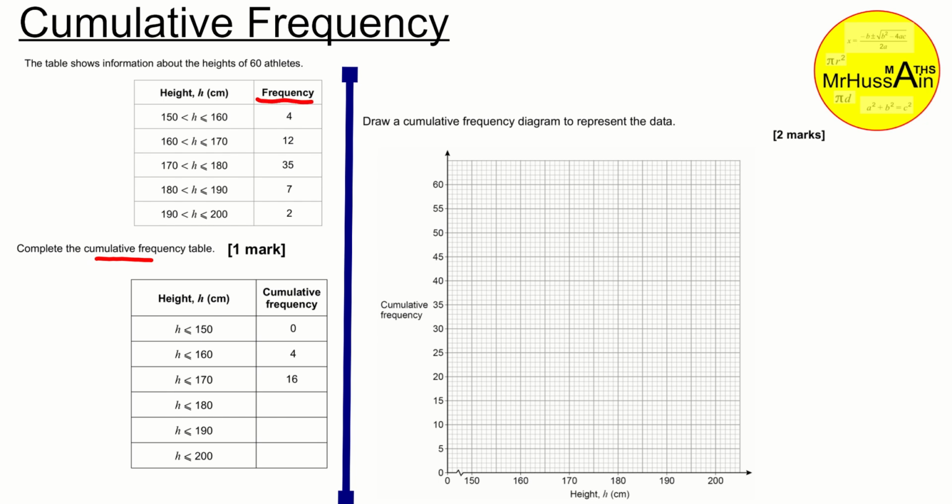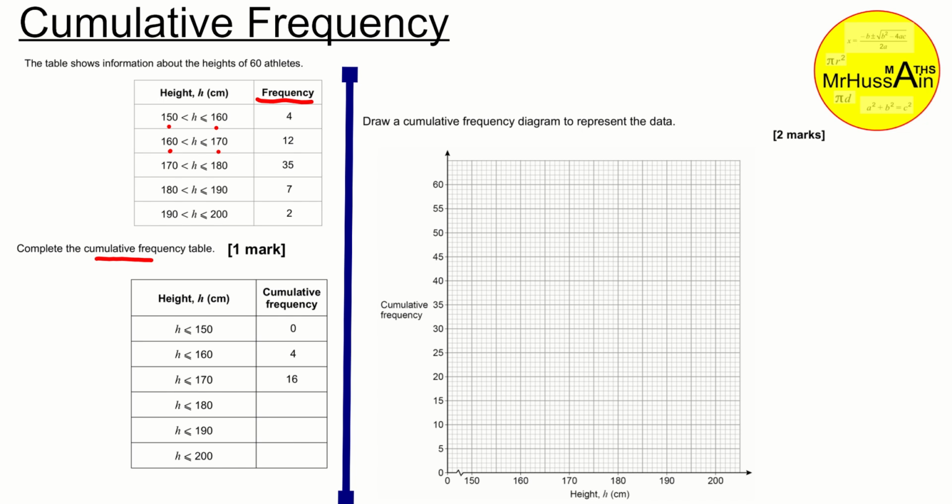So this is a frequency table. Between 150 and 160 it is 4. So what's the total up to 160? It is 4. Between 160 and 170 it is 12, and so on.